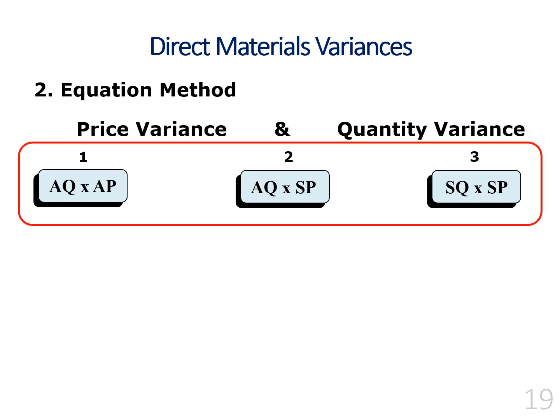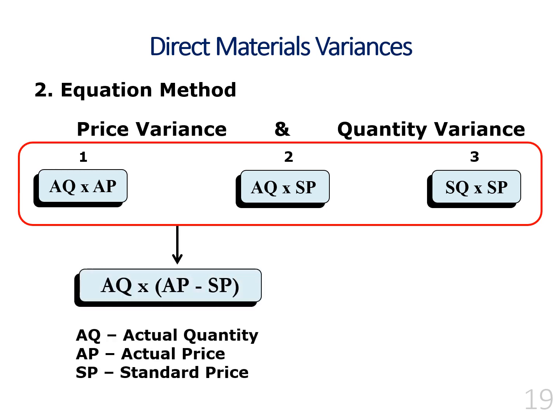And from first group and second group, we can conclude to AQ multiplied by (AP minus SP), where AQ is the actual quantity, AP is the actual price, and SP is the standard price. This formula we get from mathematical equation.